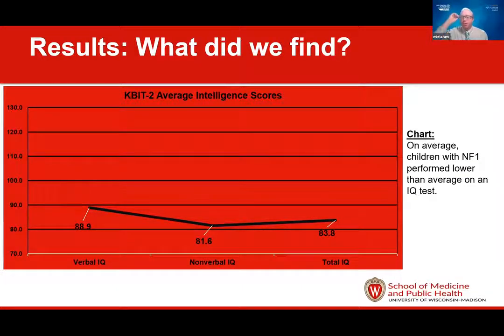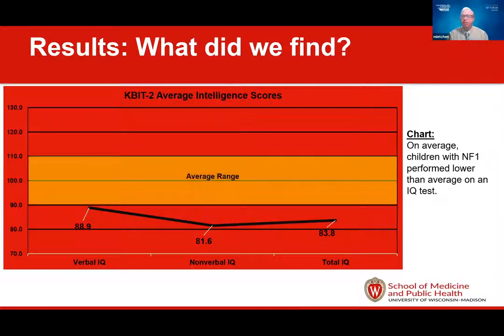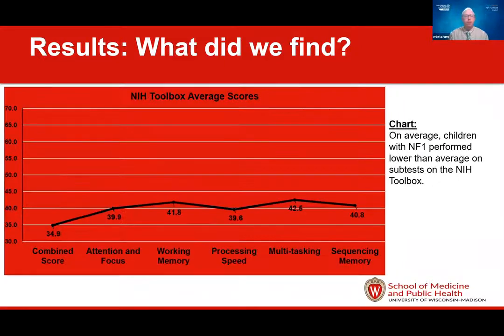The screening test could also identify cognitive weaknesses or deficits when they were present for these kids. So as we can see here, children in our sample had lower than average performance on an IQ test. This included overall IQ, as well as verbal IQ and nonverbal IQ. The average range is the section that's shaded in orange, and as we can see, their average performance was slightly below that.